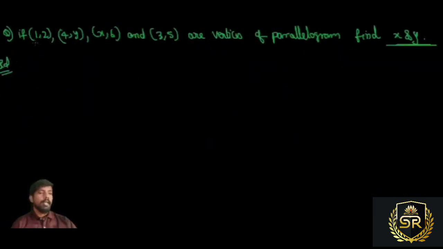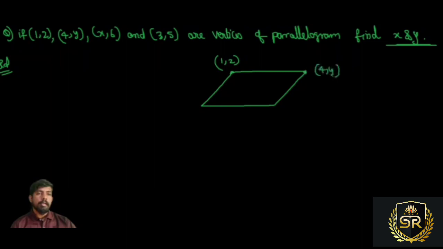Here in this question we have (1, 2), (4, y), (8, 6), (3, 5) as the vertices of the parallelogram. First we will draw the parallelogram. The point (1, 2) is this point, and this point is (4, y). This point is (8, 6), and this point is (3, 5). We should take them in order.